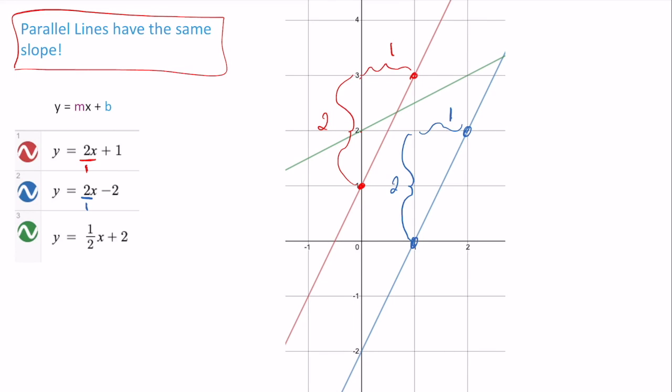Now let's look at the green line just as a contrast. The green line, the slope is 1/2, so it's not the same as the other two. If I pick any 2 points on the green line, I can go from here to here, going up 1 and over 2. It's not the same angle, it's not the same slope, and so it's going to cross both the red and the blue line. So one takeaway, and it's all you need to know to solve everything in this lesson: parallel lines have the same slope.